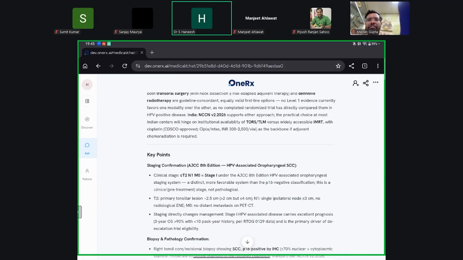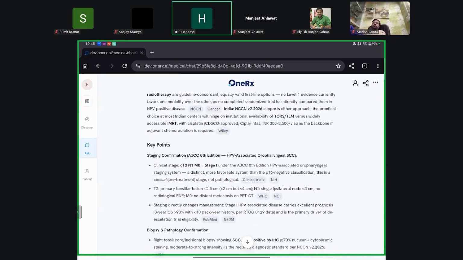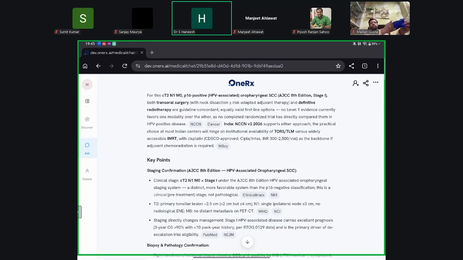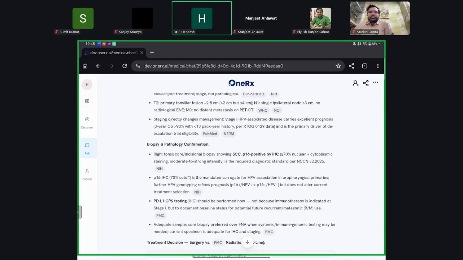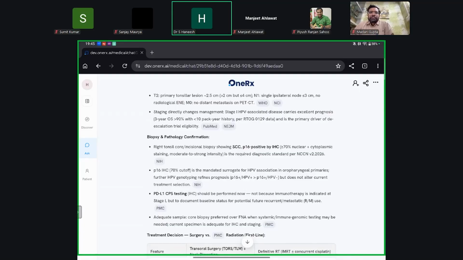And let us see why surgery is preferred in this case. Transoral resection of the primary tumor with ipsilateral neck dissection is recommended for T1 to T2 limited node positive, p16 positive oropharyngeal squamous cell carcinoma. The biggest advantage of surgery first is that it enables pathology-driven adjuvant de-escalation. This is probably the most important surgical takeaway. We can see the biopsy and pathological confirmation: right tonsil core or incisional biopsy showing squamous cell carcinoma, p16 positive by IHC, which is greater than or equal to 70% nuclear plus cytoplasmic staining with moderate to strong intensity.